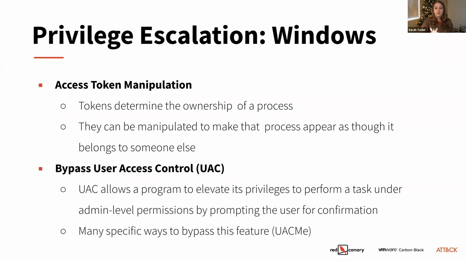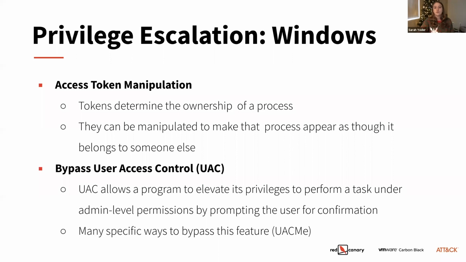One common way that they can do this is Metasploit's getsystem Meterpreter script, which will go through a number of different techniques to attempt to gain a system level privilege on a remote system. Then the other technique that we're going to dive into is bypass user access control, or UAC.